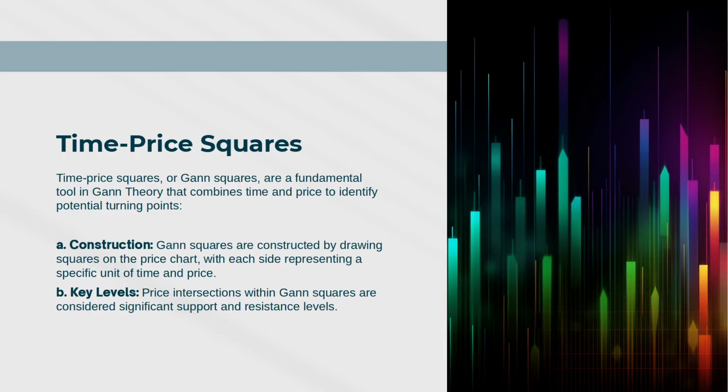Time-price squares. Time-price squares, or Gann squares, are a fundamental tool in Gann theory that combines time and price to identify potential turning points. Construction. Gann squares are constructed by drawing squares on the price chart, with each side representing a specific unit of time and price. Key levels. Price intersections within Gann squares are considered significant support and resistance levels.